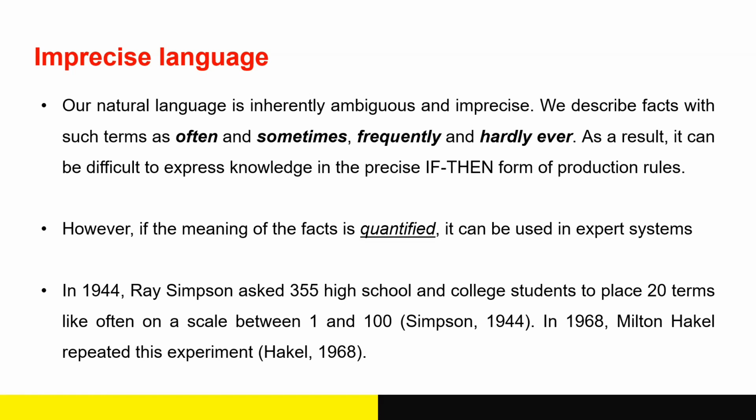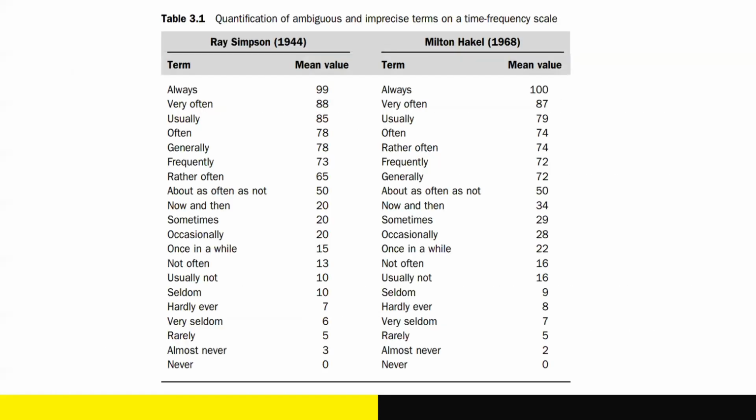And in 1944, Ray Simpson asked 355 high school and college students to place 20 terms, like often, on a scale between 1 and 100. In 1968, Milton Hakel repeated this experiment. So this Table 3.1 shows the quantification of ambiguous and imprecise terms on a time-frequency scale, a study conducted by Ray Simpson in 1944 and by Milton Hakel in 1968.